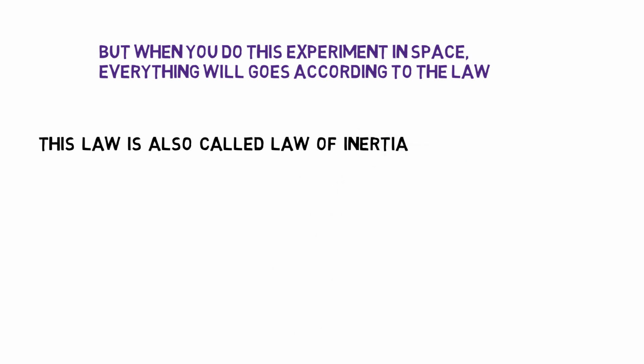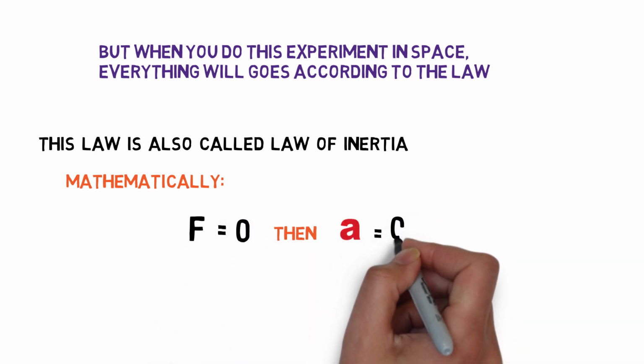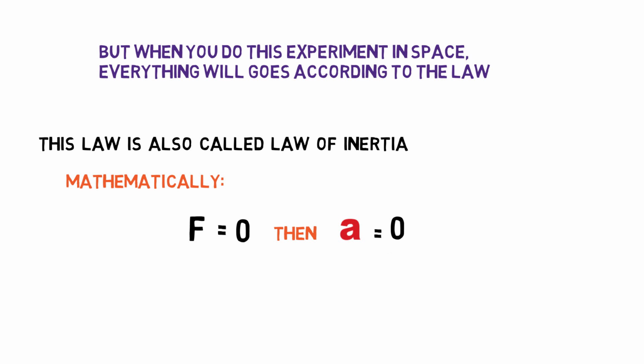Inertia is the idea that an object will continue its current state until some force causes its speed or direction to change. Mathematically, we can write it as: if the force is equal to 0, then the acceleration of the object will also be equal to 0. This is the first law of Newton.